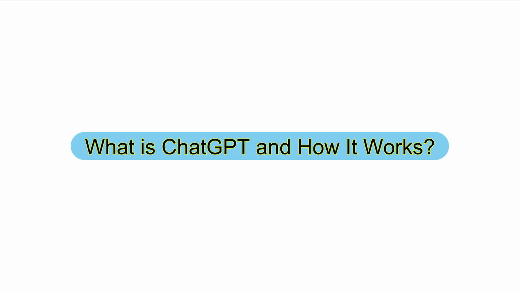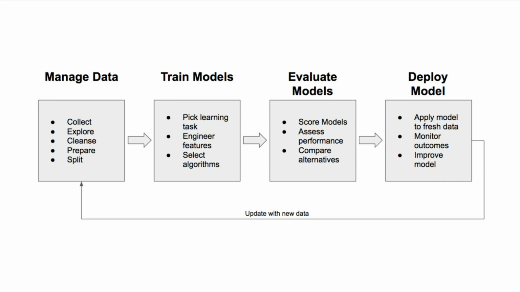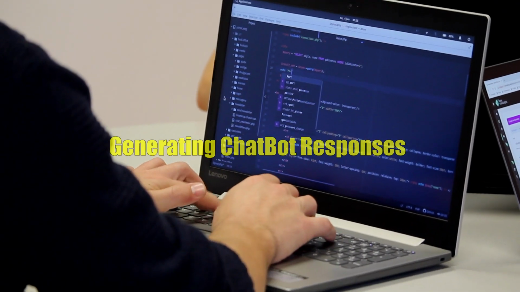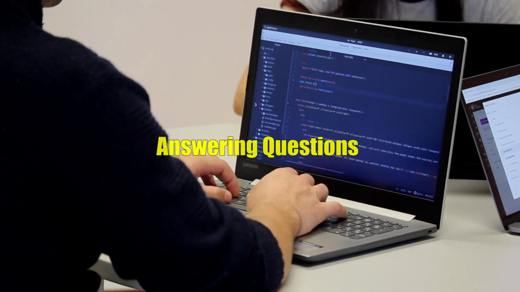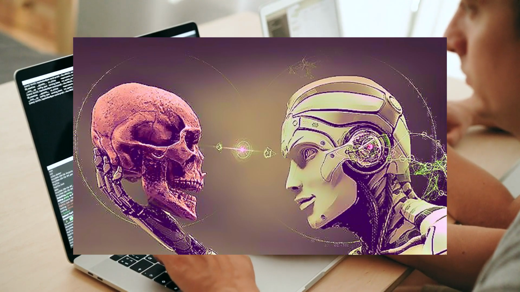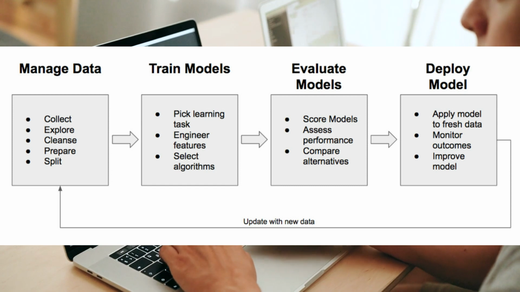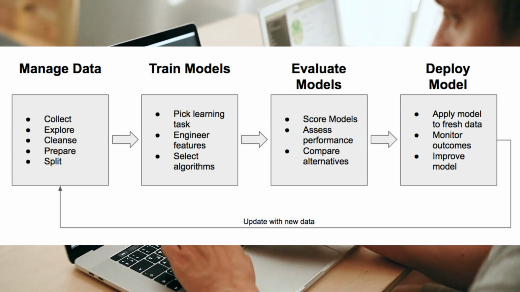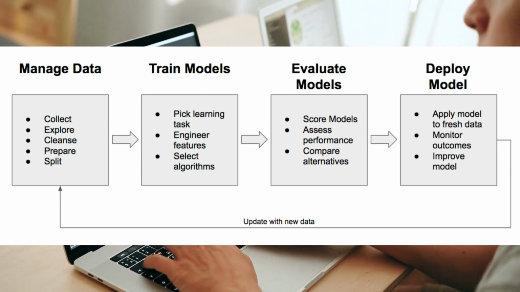First of all, let's see what is ChatGPT and how it works. ChatGPT is a type of artificial intelligence that is trained on a large dataset of human conversation and is able to generate human-like responses against any text input. It can be used for tasks such as generating chatbot responses, answering questions, and even writing articles and stories. It is a neural network-based language model that uses machine learning techniques to generate human-like text. It does this by predicting the next word in a given sequence of words based on the previous input data.